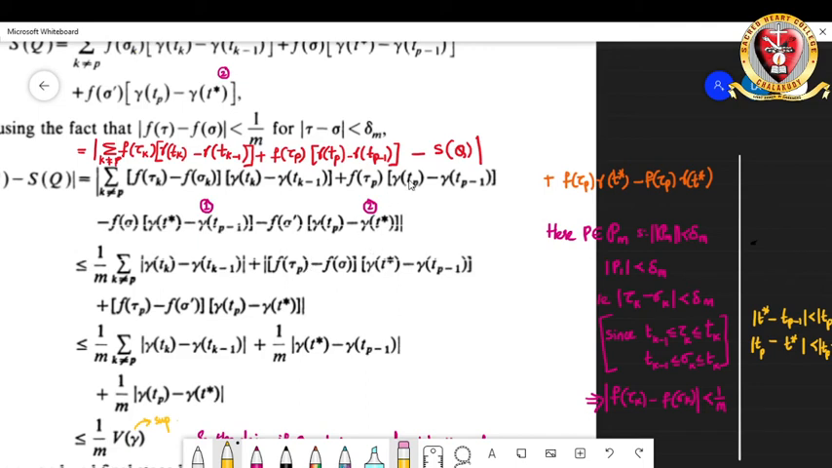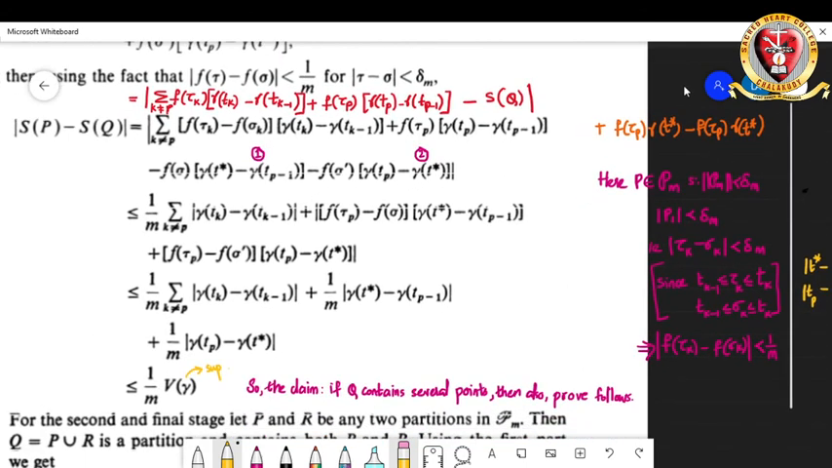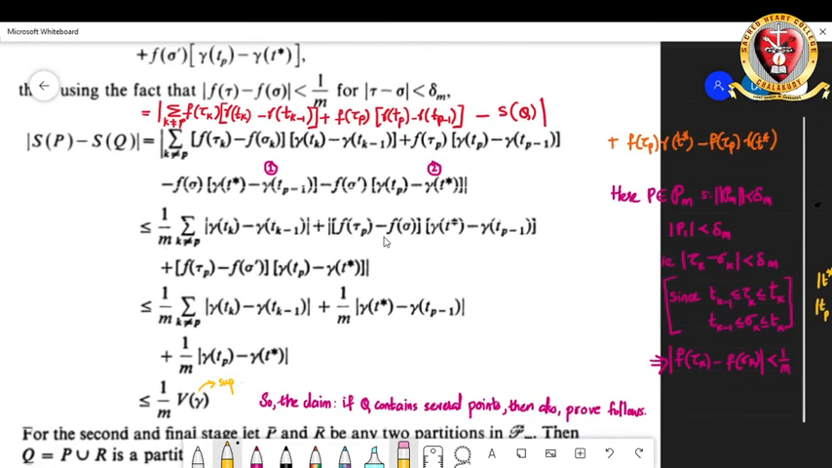Plus, what we can do is add plus f of tau p into gamma of t star minus f of tau p into gamma of t star, and then rearrange within the braces to get the terms sitting here. Okay. Also, you can observe that this tau and sigma are coming from the partition which is from the collection of script PM.